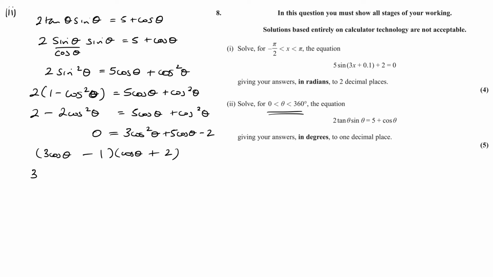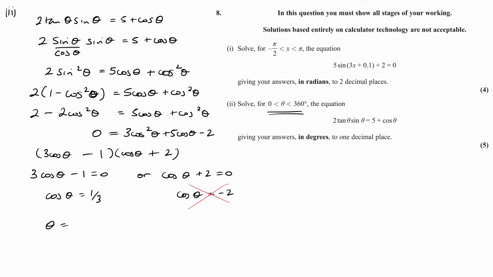So here now we have 3 cos theta minus 1 equals 0, or cos theta plus 2 equals 0. So cos theta equals 1/3. Cos theta here equals minus 2. Now obviously cos is between 1 and minus 1, so this is not possible. So cos theta equals 1/3 is the one that I am focusing on.